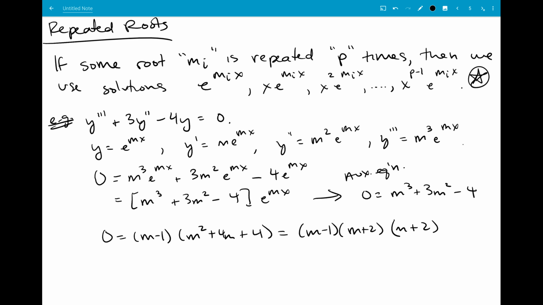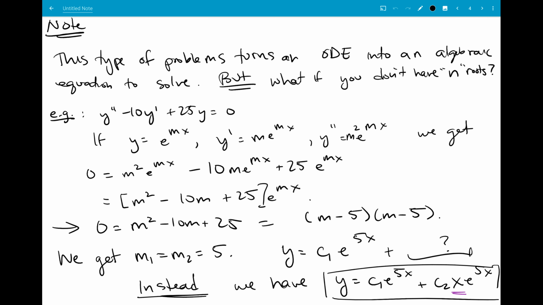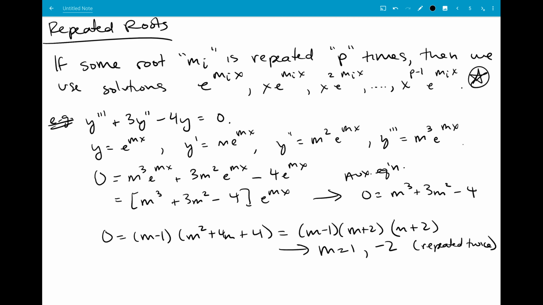So we've got m is equal to 1 and minus 2 repeated twice. And so now we have the same repeated root problem, although with the neat addition that we have another root unlike the others. So we say y is equal to c1 e to the m1x, so e to the x, plus c2 e to the minus 2x.